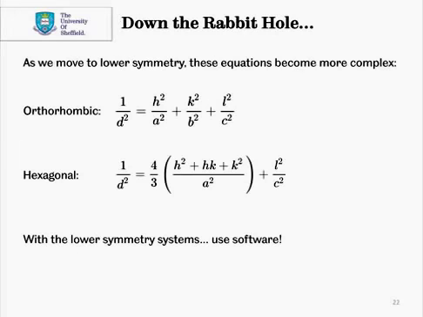The equations are shown here for orthorhombic and hexagonal systems. Working out the lattice parameters manually for these is still very simple. Once you've indexed the pattern, it's very easy to do. Once you go to lower symmetry systems, it gets a lot more complicated very quickly, and so in these instances, you probably still want to use software. But hopefully this video has given you a good idea of how you can manually work out the lattice parameters and index powder diffraction patterns for simple systems.